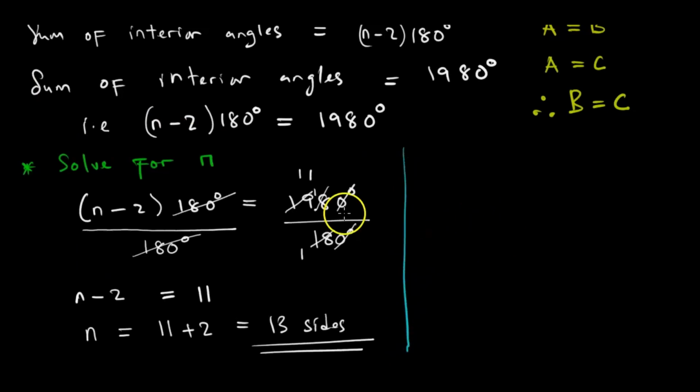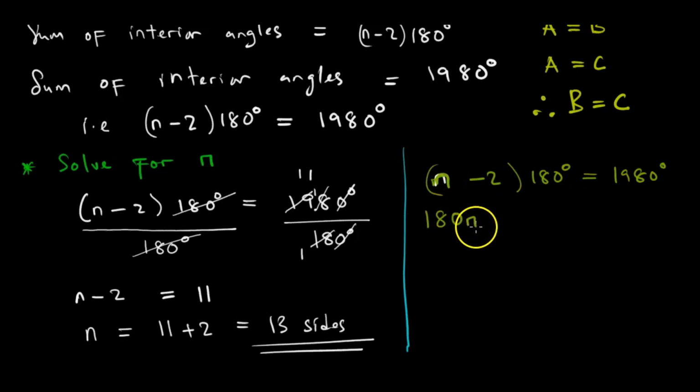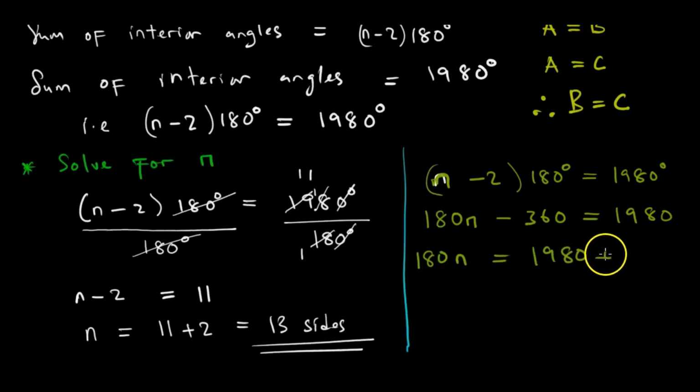Okay, another way of doing this is a more classical, traditional one where we go by n minus 2. Let me use a different color for reference. So we put (n minus 2) times 180 degrees, which is equal to 1980 degrees. So let us remove brackets. 180 times n is 180n. 180 times minus 2 is minus 360. This is equal to 1980. We want to find n, so 180n is equal to 1980 plus, and I remember, 360.